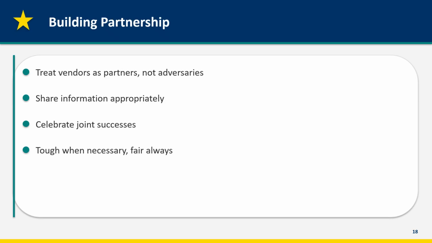The best vendor relationships are partnerships, not adversarial transactions. Treat vendors as partners. They want to succeed too. Share information appropriately so they can do their best work. Celebrate joint successes. When things go well, recognize their contribution publicly. Be tough when necessary, but fair always. Vendors understand that you'll hold them accountable. They resent being treated unfairly. Partnership relationships outperform transactional ones over time.